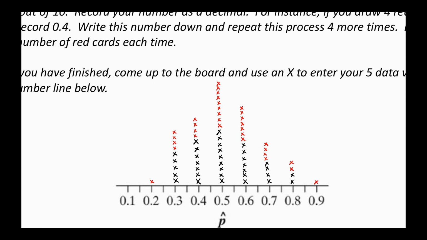The more samples you take, the better. A true sampling distribution would do this an infinite number of times. But I don't want to do that to you guys because then you would be here forever. Okay? So we did 6 samples each, and the true answer starts to reveal itself.